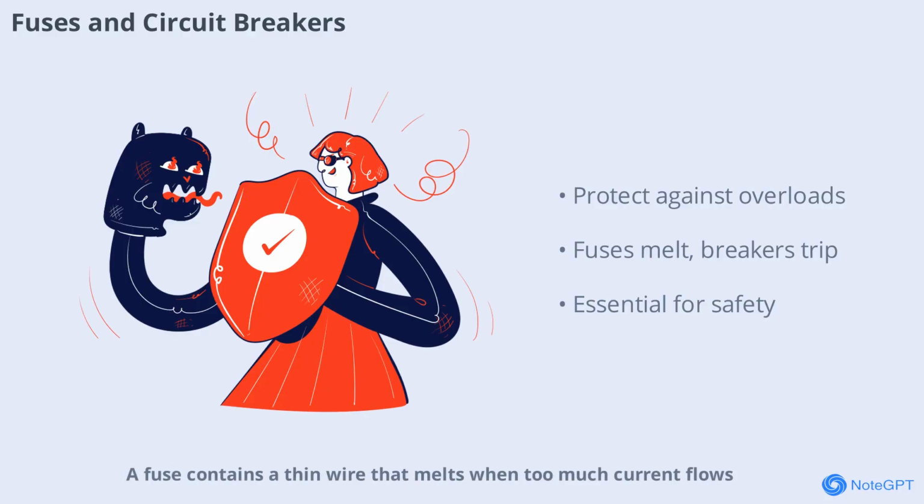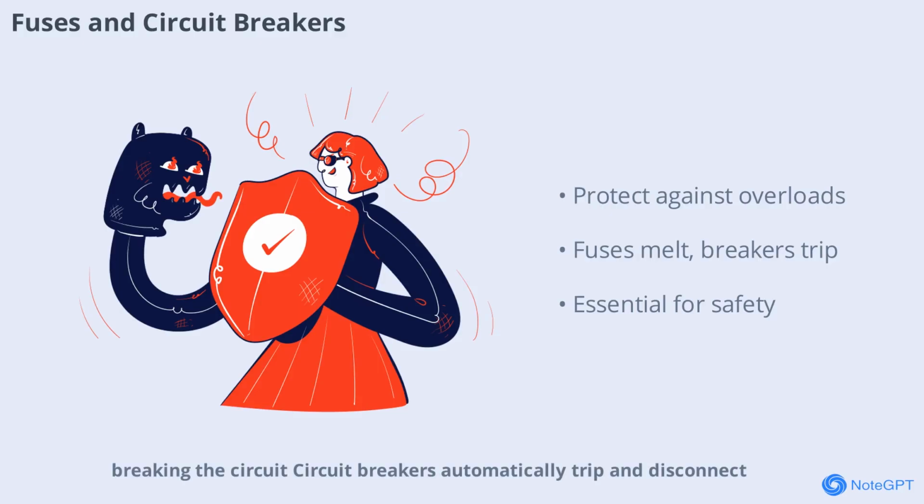A fuse contains a thin wire that melts when too much current flows, breaking the circuit. Circuit breakers automatically trip and disconnect the circuit when they detect a fault. These devices are essential for electrical safety in homes and industries.